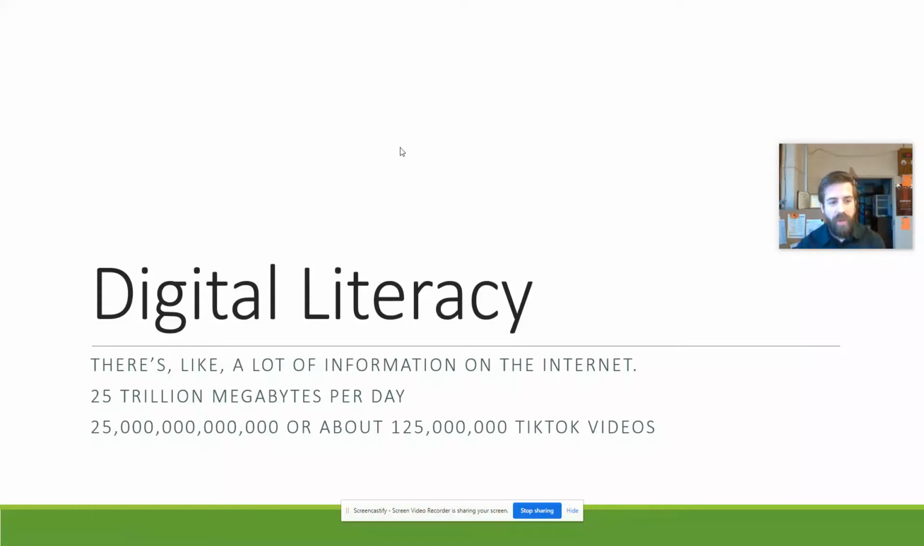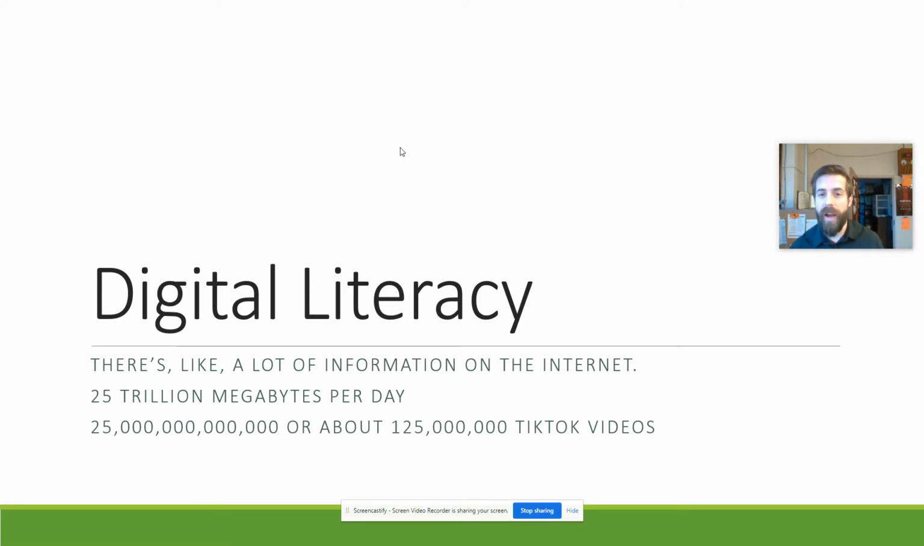Howdy, folks. Did you know that there's over 25 trillion megabytes of information produced and uploaded to the internet every day? That's like 125,000 TikTok videos loaded up. And so obviously the internet is a huge source of information, and some of that is really great information, some of that's really manipulative information, and then most of it is cat videos.